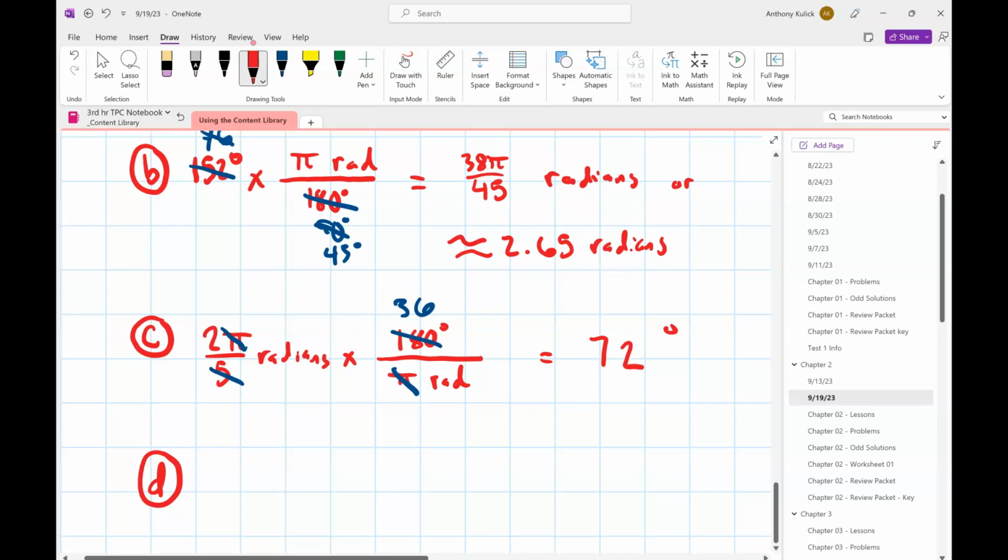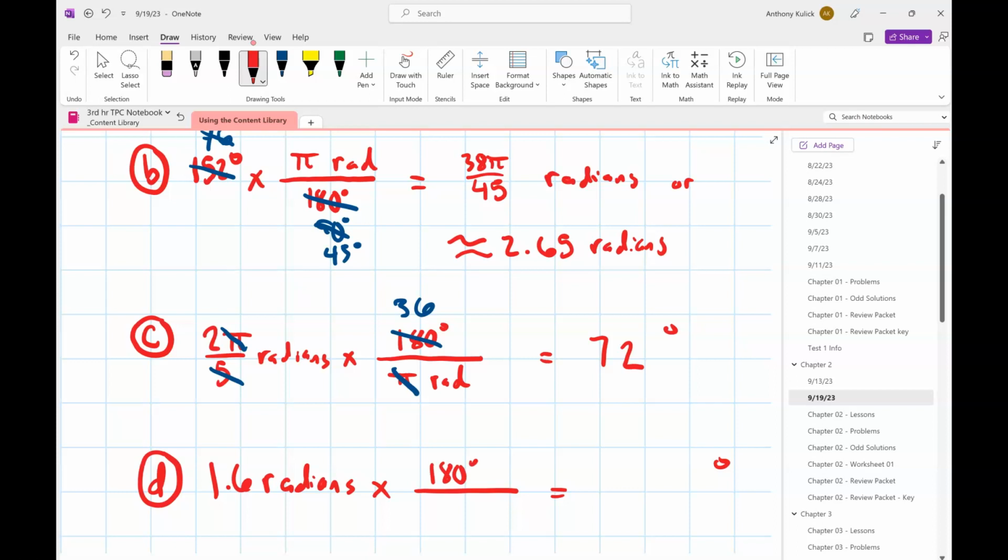The last one was 1.6 radians. What do I have to multiply this by? Pi something. Excellent. 180 degrees over pi radians.